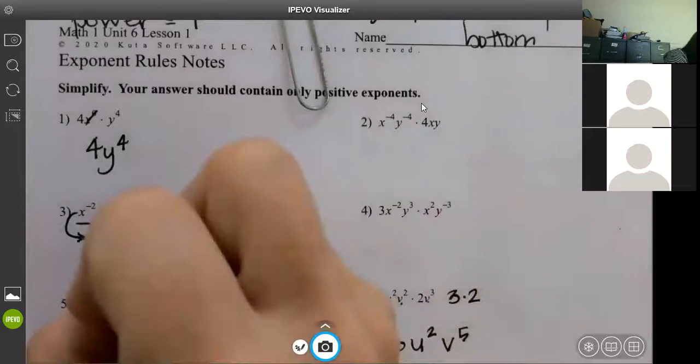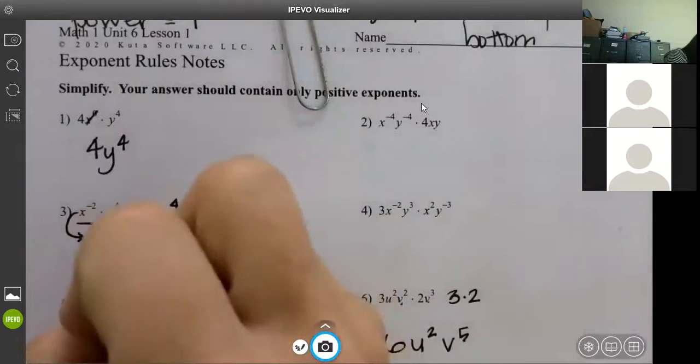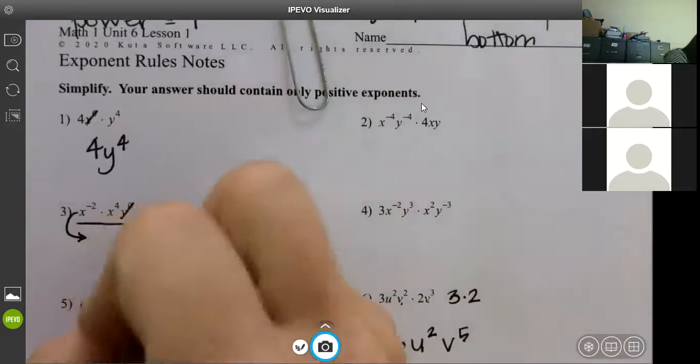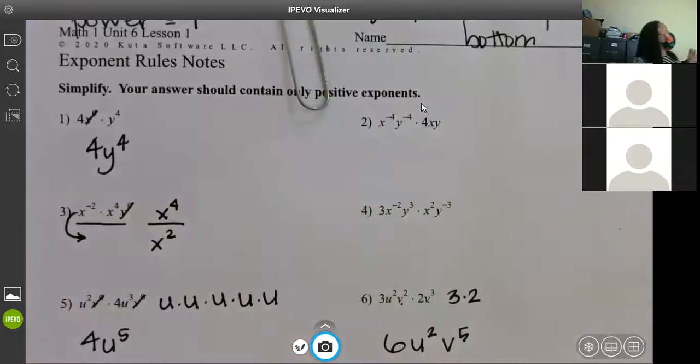So then what you have on the top is x to the 4th. And then on the bottom, you're going to have x, but it's going to be a positive 2. So x to the 2nd. So when you move it from bottom to top or top to bottom, you can change the sign.